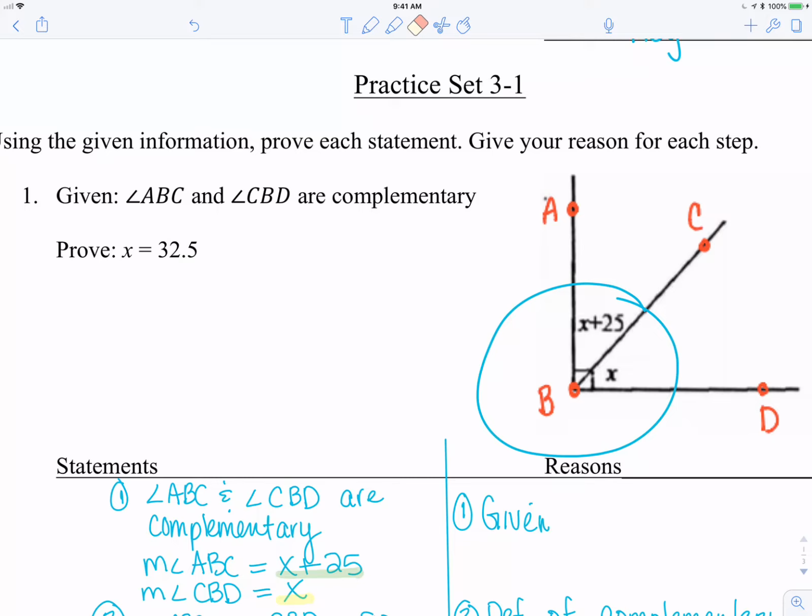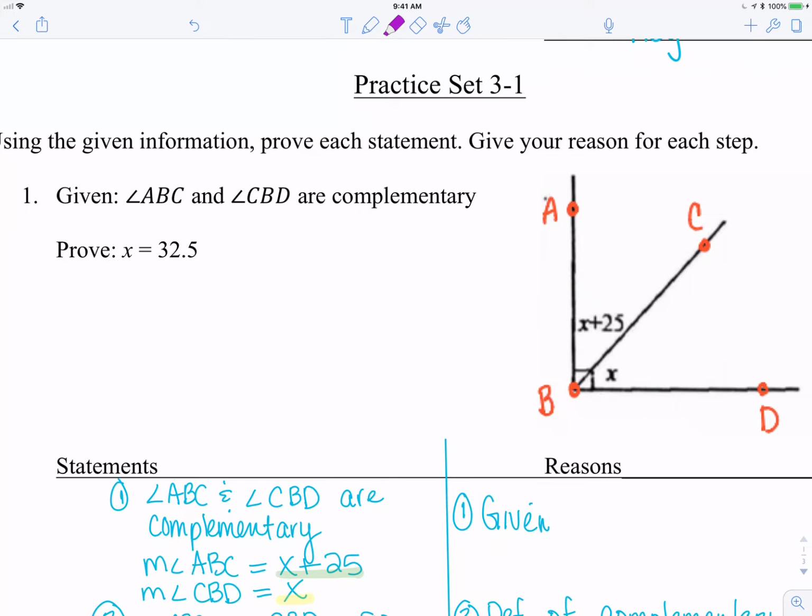Okay, we're going to go over practice set 3-1 now, and we'll start with the first proof. Of course, in a proof, the first thing you do is write out the given information. So the given information is that angle ABC and angle CBD are complementary. We're also given some information over here in the picture, and that information is that angle ABC is x plus 25 and angle CBD is x.